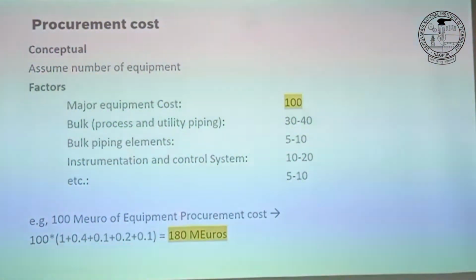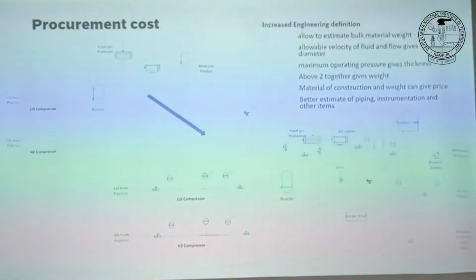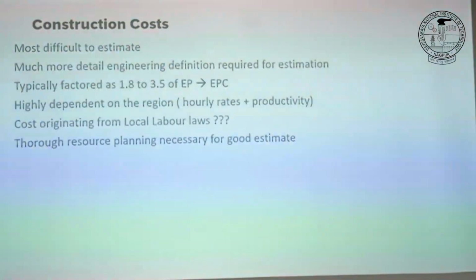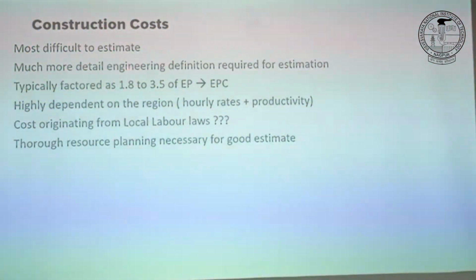So we were, let's say, at 100 and 180, right? That was our P. So once we have E and P together, and we want to estimate the construction cost, once again it's the same approach. You apply factors 1.8 to 3, and this factor varies a lot.